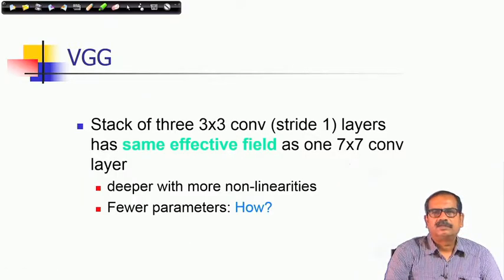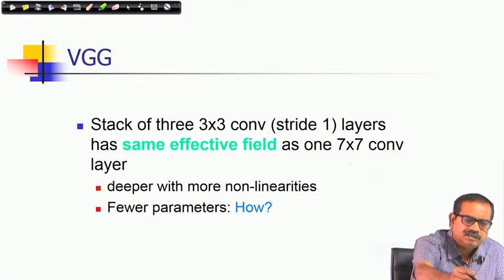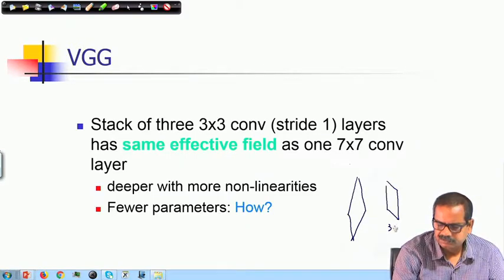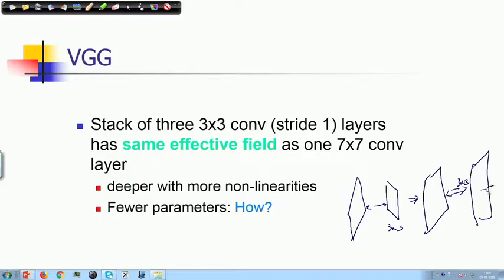It has been found in the VGG network that a stack of 3 cross 3 convolution layers has the same effective field as one 7 cross 7 convolution layer. Let me explain that. You have an image. Apply a 3 cross 3 convolution to this image, then you produce another image, then you apply again a 3 cross 3 convolution. In this way, successively, the effect would be the same as if you have a 7 cross 7 convolution at a single stage.